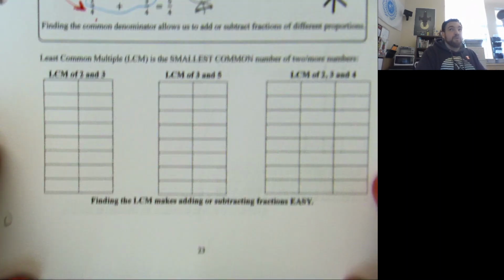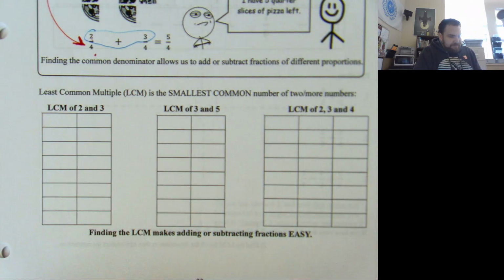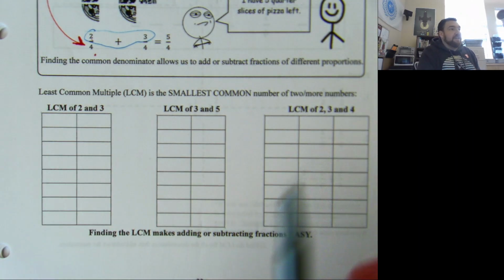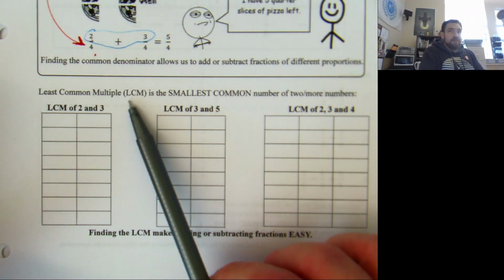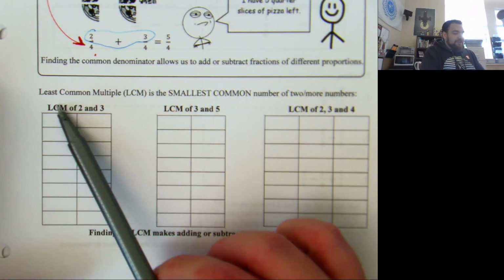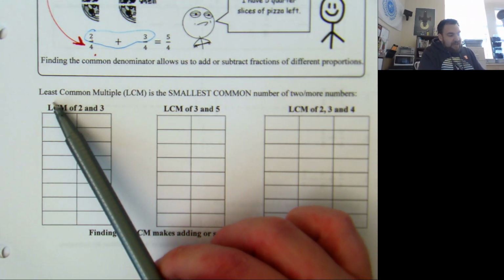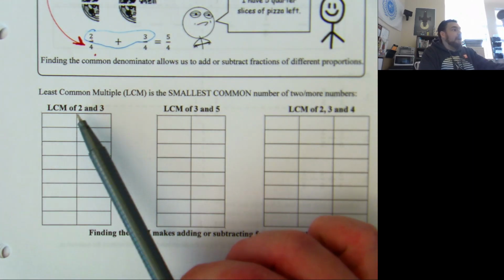So let's demonstrate some tools that we can use to help us with this. One of the concepts that can help us with this is the concept of the least common multiple. The least common multiple is the smallest number that two numbers both multiply up to get to.